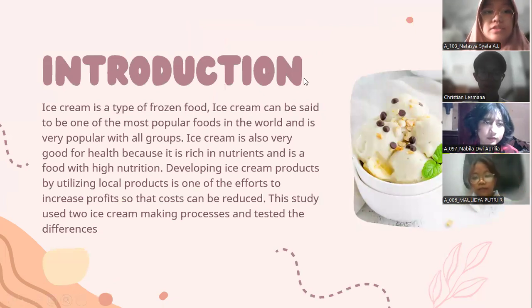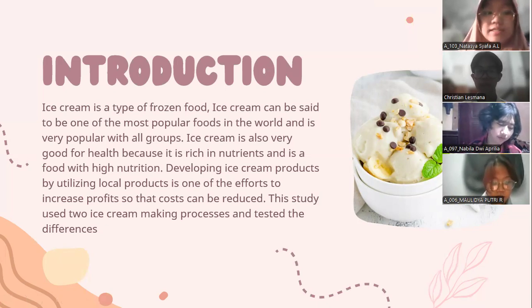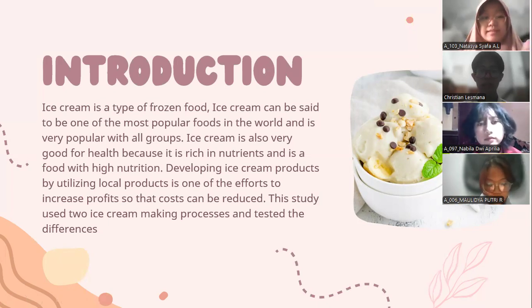This is the introduction. So ice cream is a type of frozen food. Ice cream can be said to be one of the most popular foods that all generations love so much. Ice cream is also very good for health because it's rich in nutrition. Developing ice cream products by utilizing local products is one of the efforts to increase profits so that costs can be reduced. The study used two ice cream making processes and tested the differences.